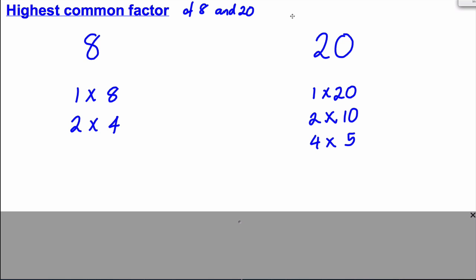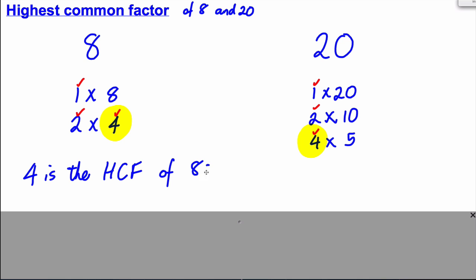Now, the highest common factor is the biggest factor of both numbers, the biggest number that can divide into each of these. Now, scanning through, well, 1's in both lists. Let's just see what's in both lists. 1's in both lists. What else is in both lists? 2 is in both lists, and 4 is in both lists. Now, which is the biggest number in both lists? The biggest number is the 4. So 4 is the highest common factor, HCF, of 8 and 20.